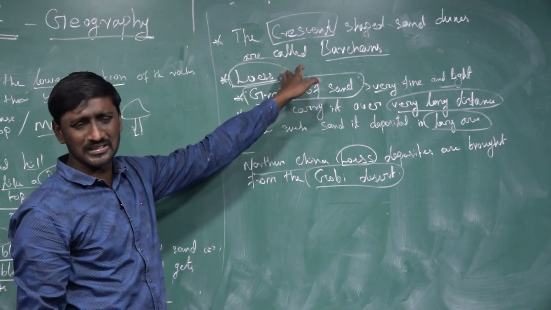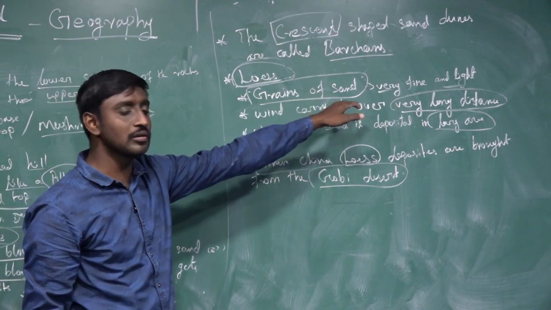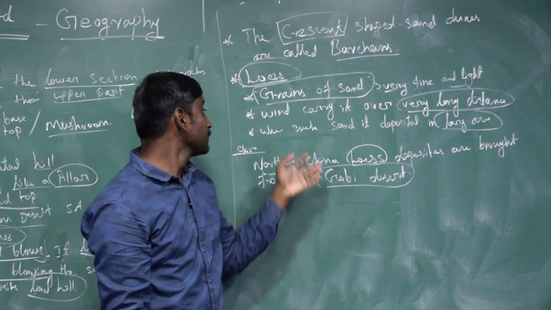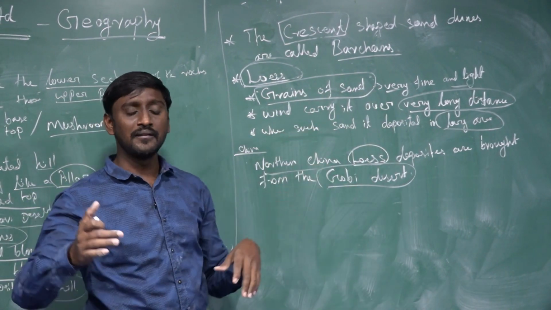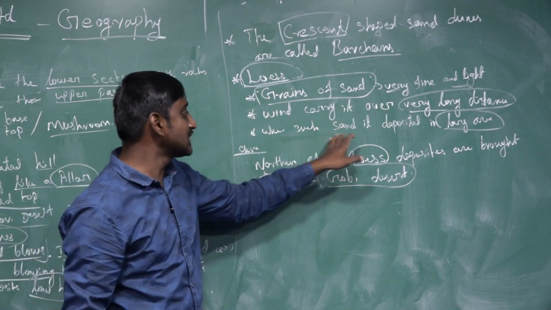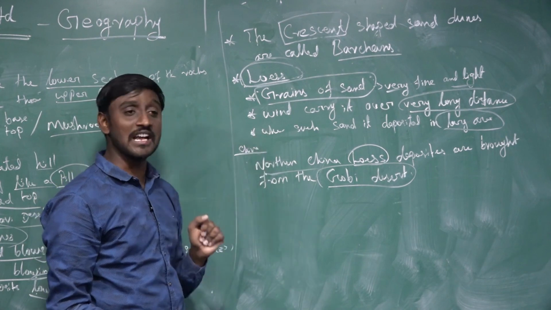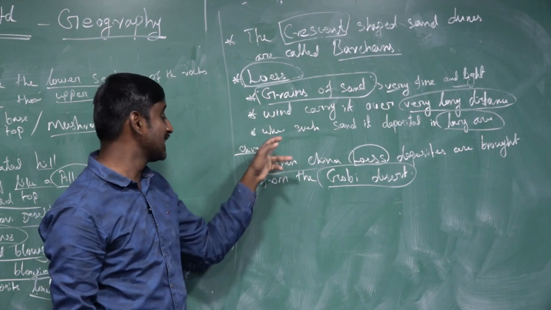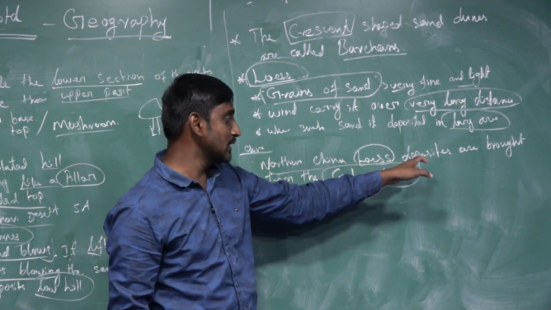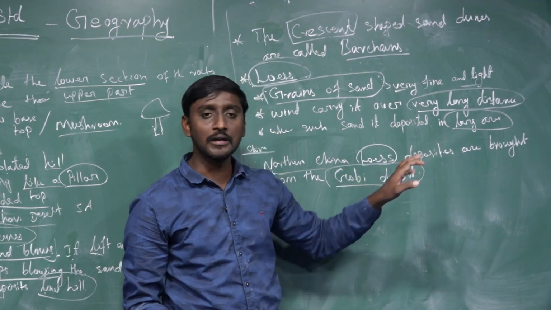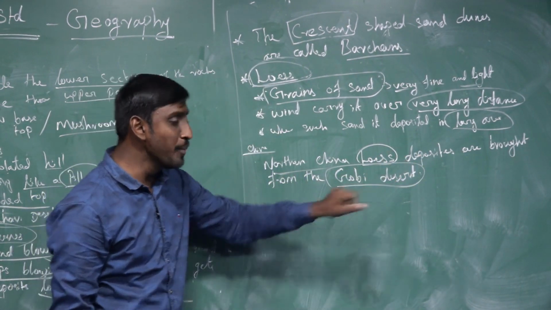And loess is grains of sand, very fine and very light, carried over very long distances. Such sand is deposited over large areas. For example, China's loess, and the northern China loess deposits are brought from the Gobi Desert.